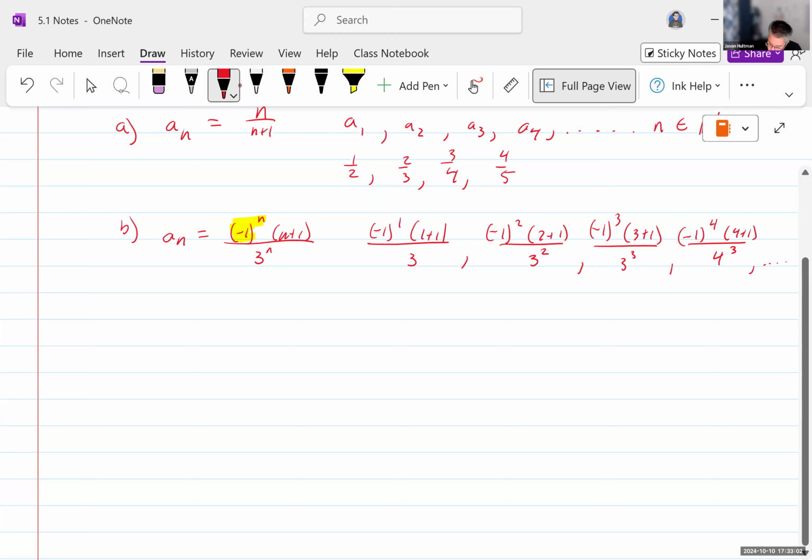If I evaluate the top here, this -1 to the first goes to a negative value, and so this becomes -2/3. The -1 squared becomes a positive value, and so this becomes positive 3/9. I'll write it as 3/9 right now. You could reduce that to 1/3 if you wanted to. And then this becomes -1 to the third, which is -1 times 4 over 27, so that's -4/27. And then the next one is positive 5/81.